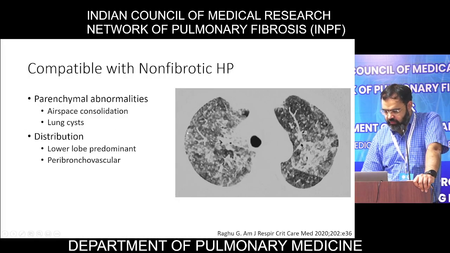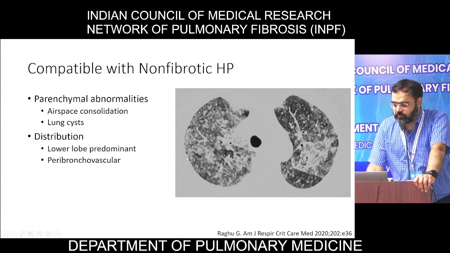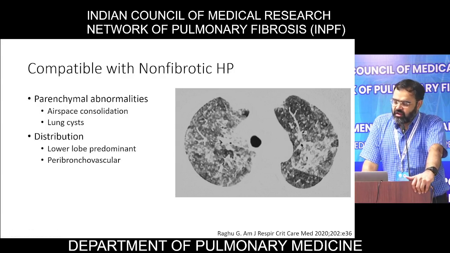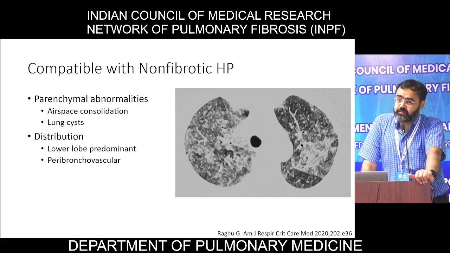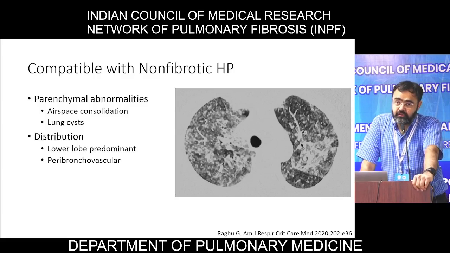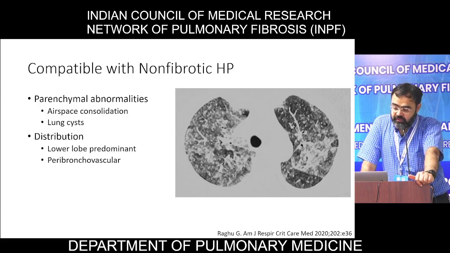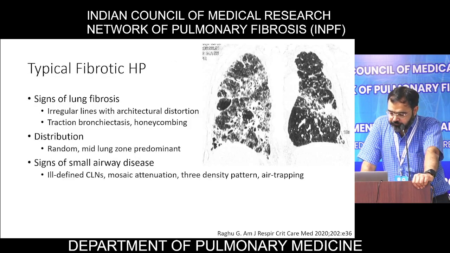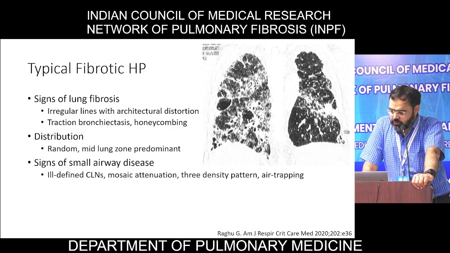Here we have airspace consolidation, and sometimes there will be lung cysts, and the distribution will be lower lobe predominant or peribronchovascular. This is called a compatible with non-fibrotic HP pattern. But this, especially airspace consolidation, is not a very typical feature and not very common with HP. So be very careful to rule out organizing pneumonia or even sarcoidosis sometimes whenever you see consolidation in patients with suspected HP. So typical fibrotic HP would look like this.